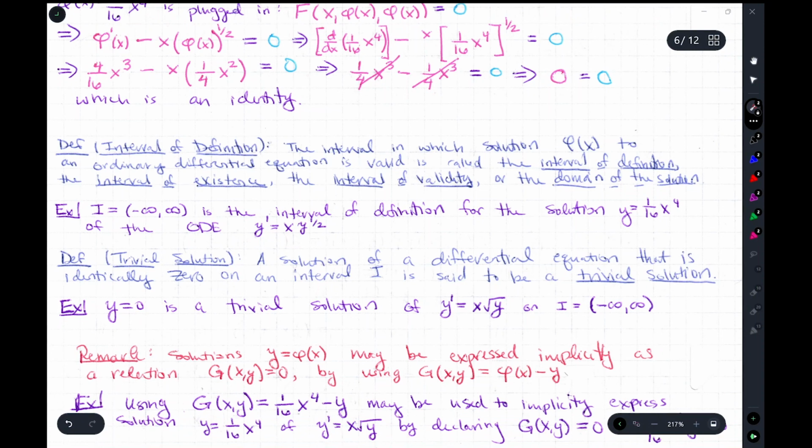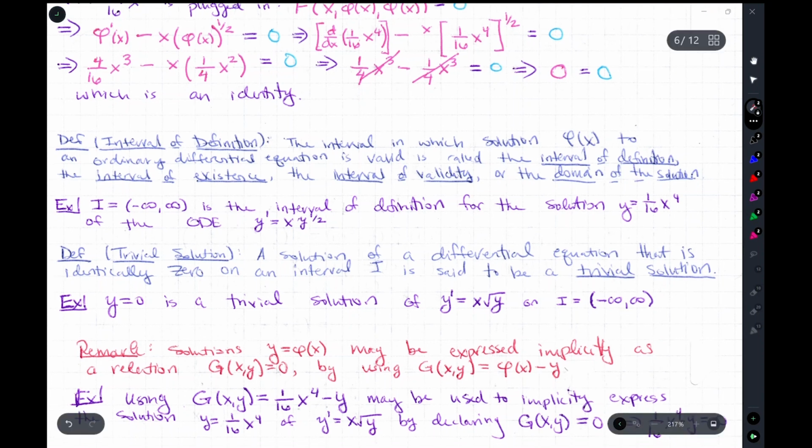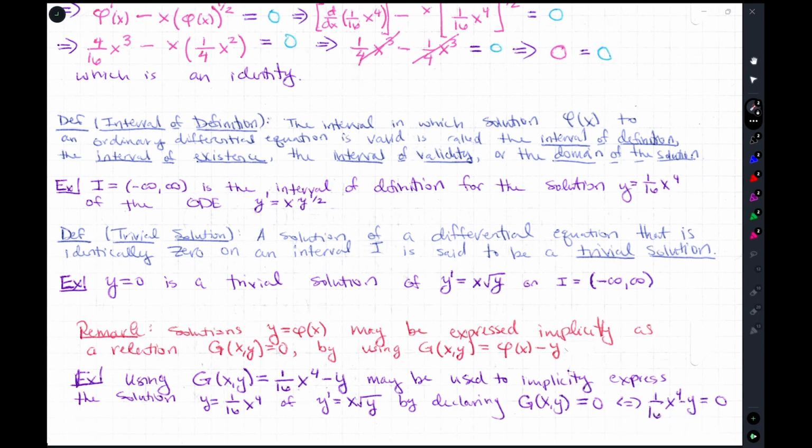A trivial solution, okay, is a solution of a differential equation that is identically 0 on an interval, okay? That's called the trivial solution. You hear that very often in mathematics. There's nothing trivial about the trivial solution, okay? It's just that it's y equals 0. And so we've called it trivial, but we still have to characterize it.